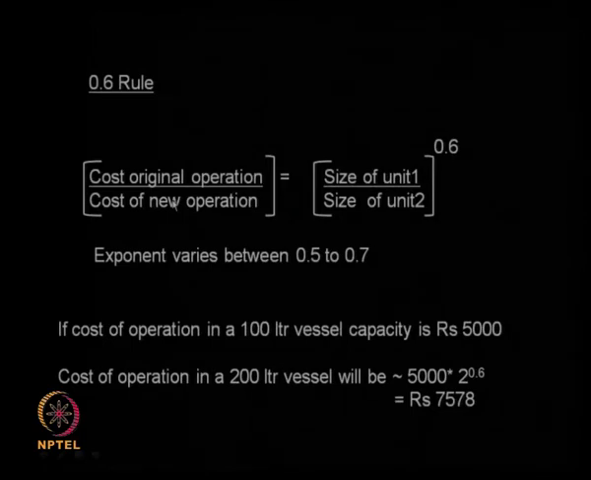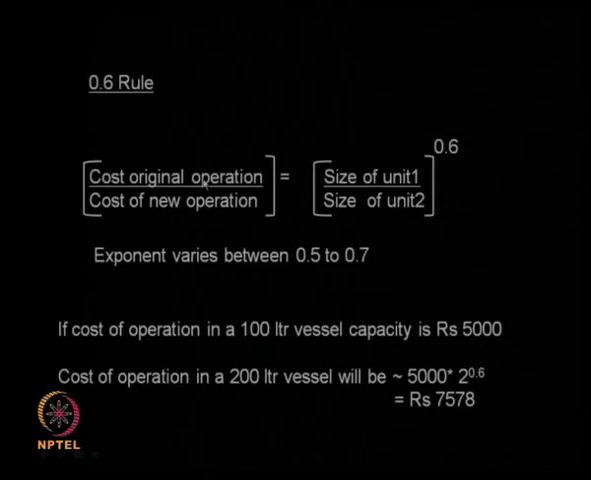So if you have another cost of new operation and the size of unit is different, size of unit 1 and size of unit 2, so cost of original operation divided by cost of new operation will be equal to size of unit 1 divided by size of unit 2 raised to the power 0.6. So for example, if I have a 100 liter vessel capacity and the cost of operating this vessel is 5,000 rupees. If I have a 200 liter vessel, the cost of operation will not be 2 times 5,000, that means it will not be 10,000 rupees, but it will be much less than 10,000 based on this formula.